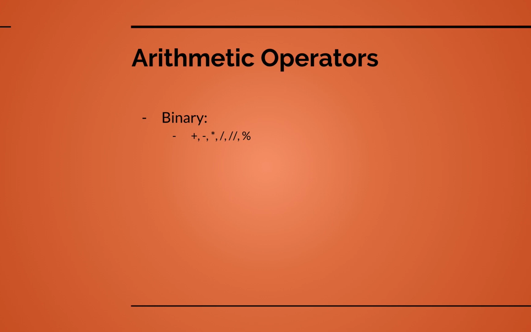On the other hand, the modulus operator, that's the percent sign, will perform the division and return just the remainder. So with that same example, 5 modulus 2, I would just get 1 back because it discards the result and just returns the remainder.